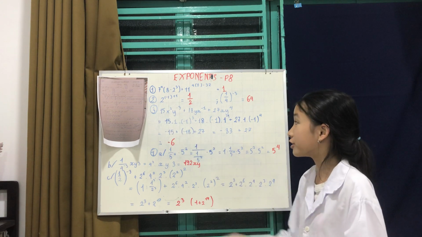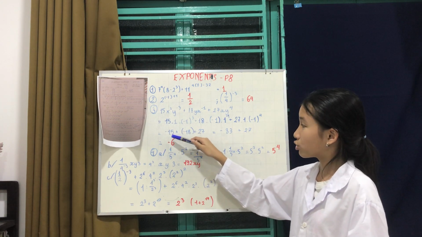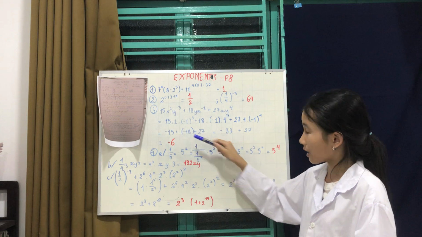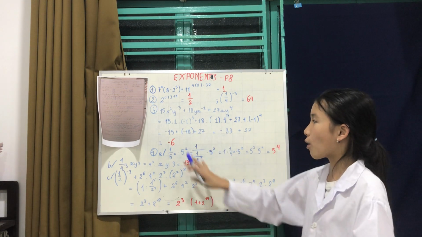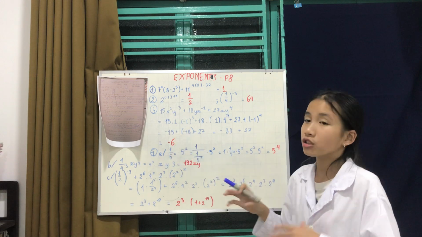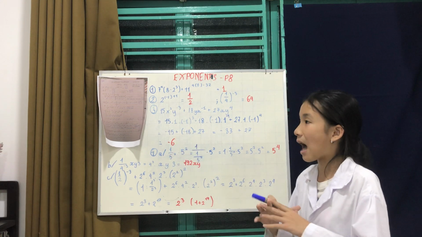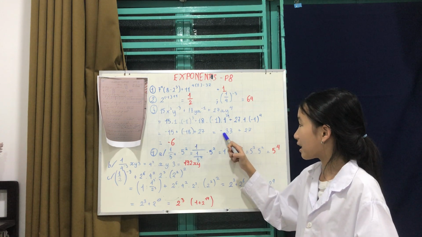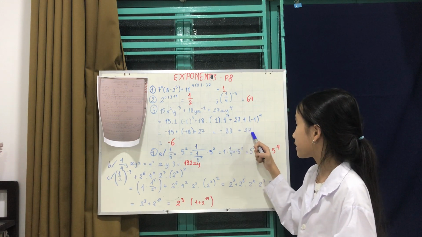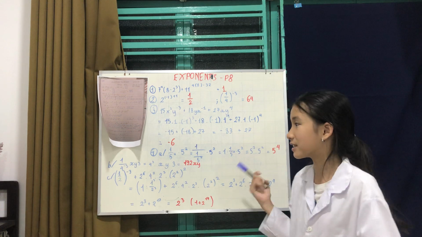I simplified it to just negative 15 plus negative 18 plus 27. Of course, when you add 2 negative numbers together, it will have a larger negative number, which is negative 33, plus 27, which will leave us with negative 6.